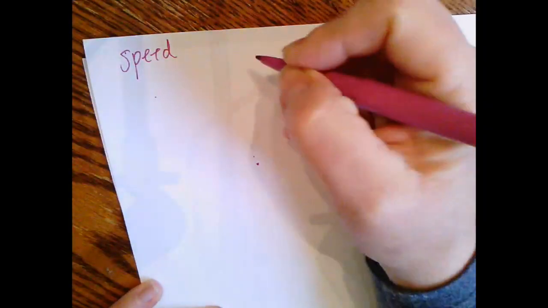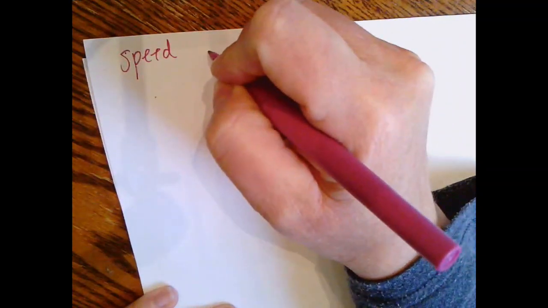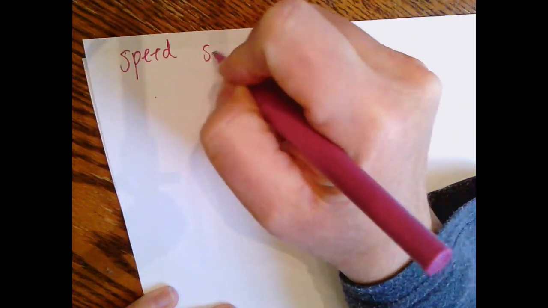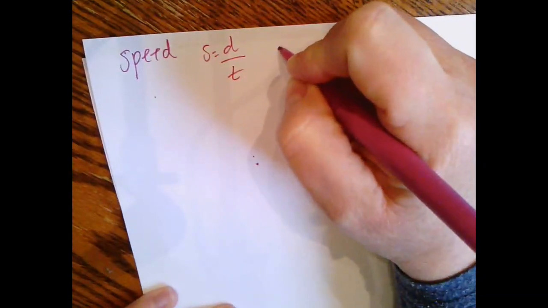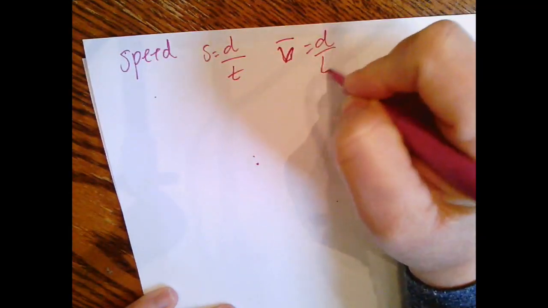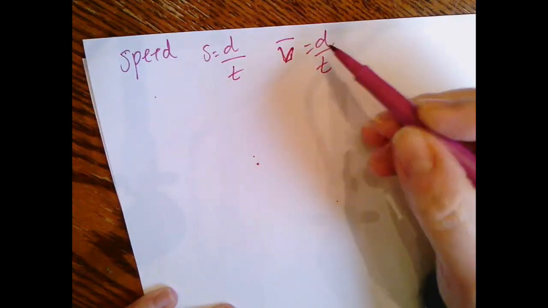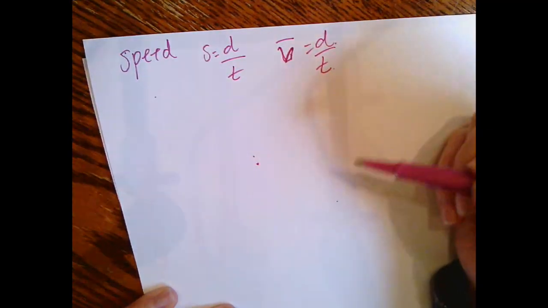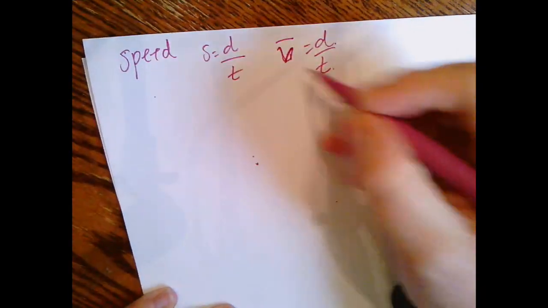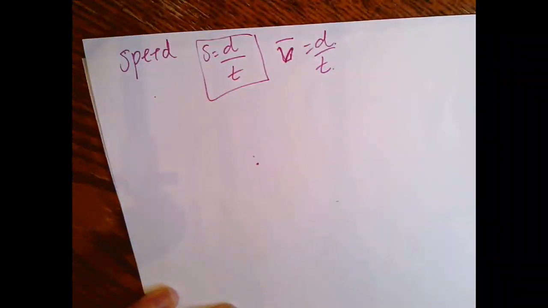Okay, so let's talk about speed. The formula for speed is speed equals distance divided by time. And like I said, they write average speed like this, a special V, equals distance over time. That's average speed. They're the same thing. Distance over time, right? This just means total distance over total time. Okay, so that's the formula. This is the formula you're going to need to know.